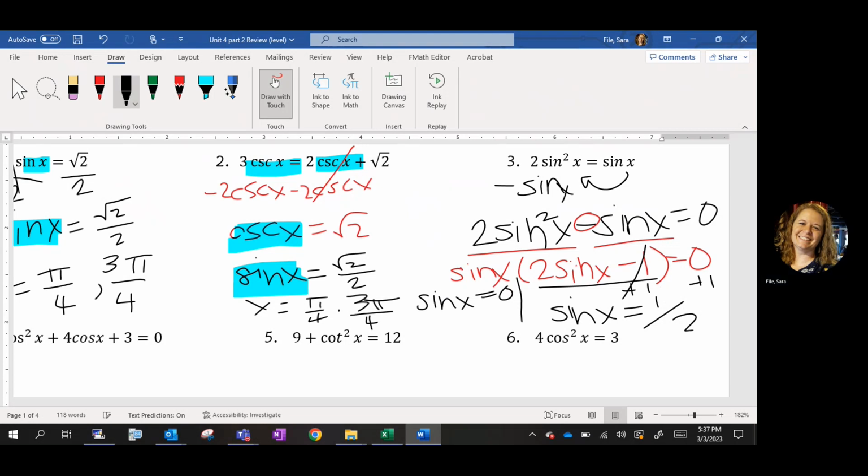Okay. So I've isolated the trig function in both factors. I'm ready to use my unit circle knowledge to answer. Where is sine 0? Remember, sine's the y value around the unit circle. So that happens at 0 and at 180 or pi if we're answering in radians. Where is sine 1/2?